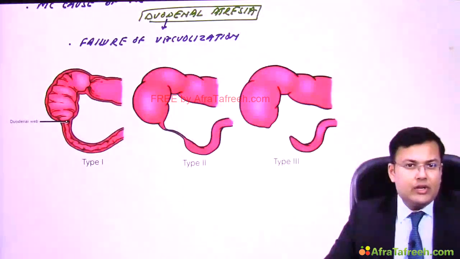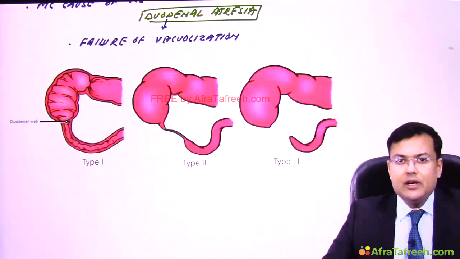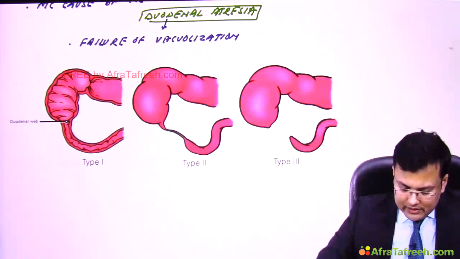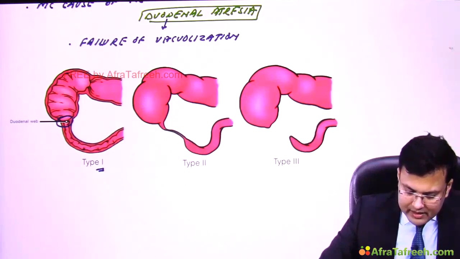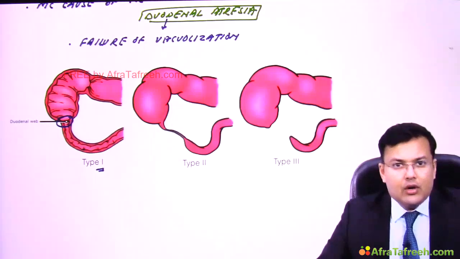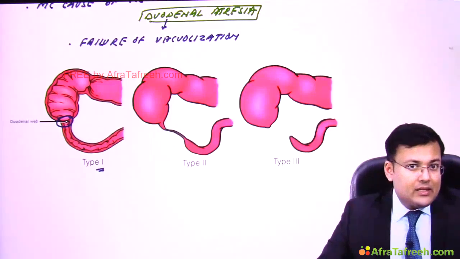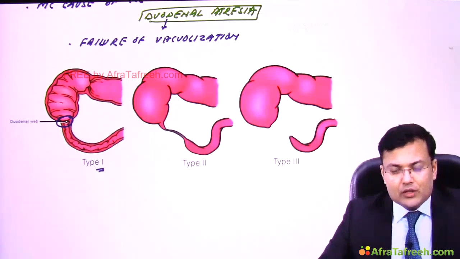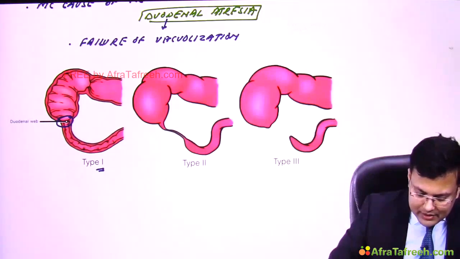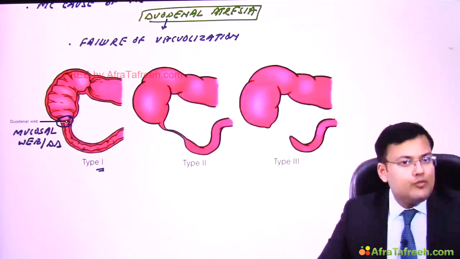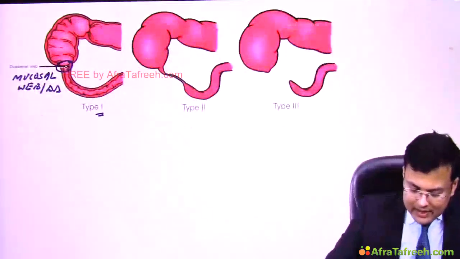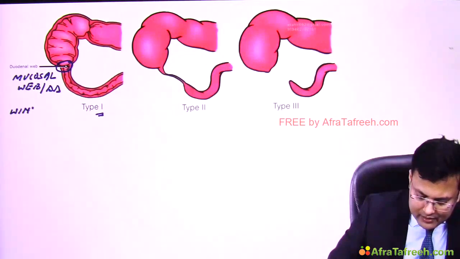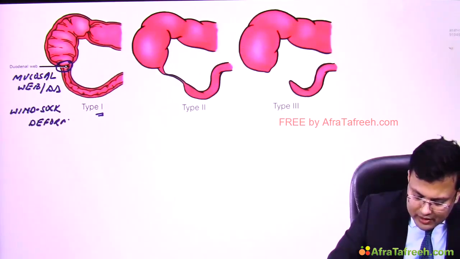See the types of duodenal atresia. There are three types. In type 1, you are going to notice the presence of a mucosal web or duodenal diaphragm, and this is known as windsock deformity. So in type 1 there is windsock deformity.